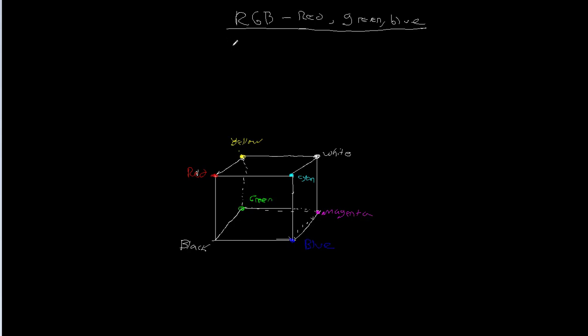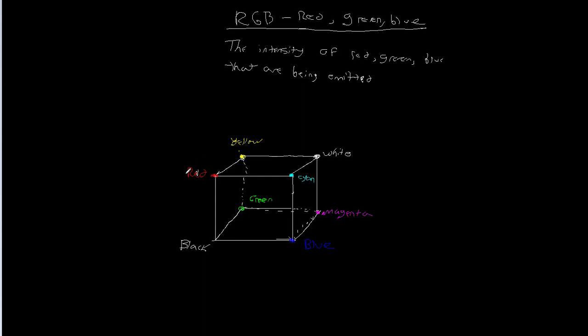So RGB is controlling the intensity of red, green, and blue that are being emitted.